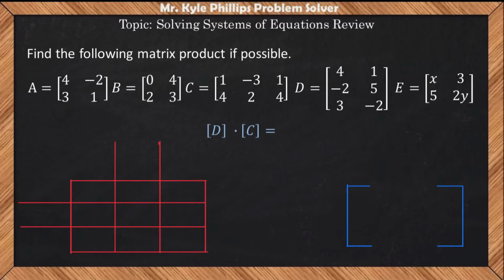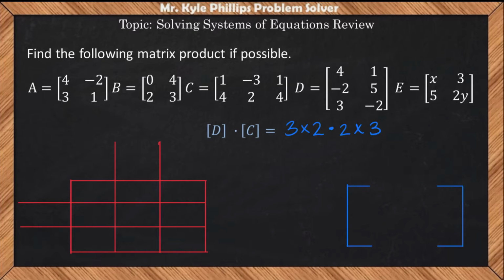So I'm going to look at matrix D, and on matrix D this has 3 rows. So remember that the 4, 1, negative 2, 5, 3, negative 2, these are rows here. So it has 3 rows and it has 2 columns. And we are going to multiply that by C. Now, C has 2 rows but 3 columns. So here I have 2 rows by 3 columns.